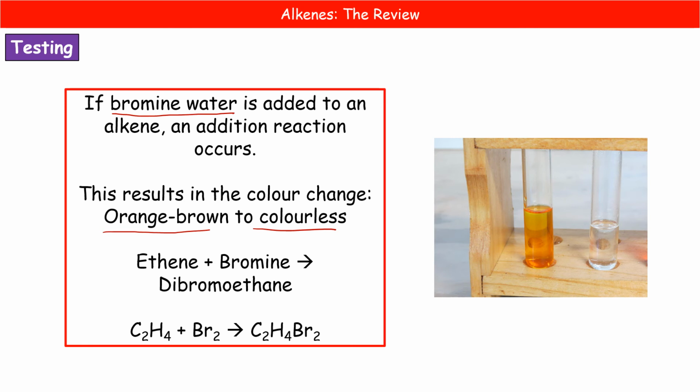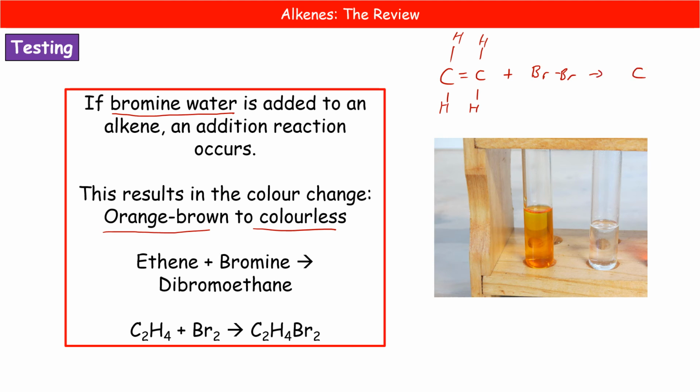Because we've got that double bond, then what we see happening is this. So we start off with our alkene. There it is, there's our ethene. And we've got our bromine. And remember, it's a halogen, it's diatomic, goes around in a pair.